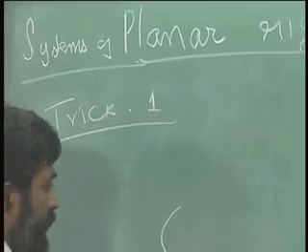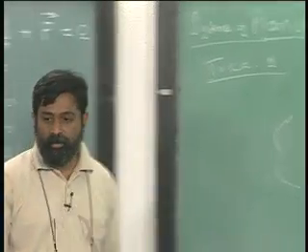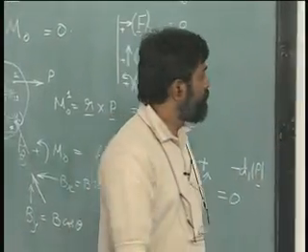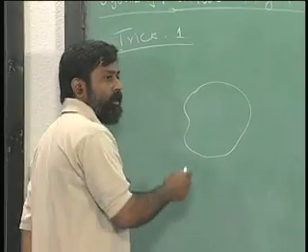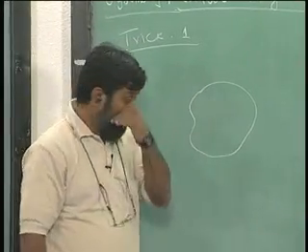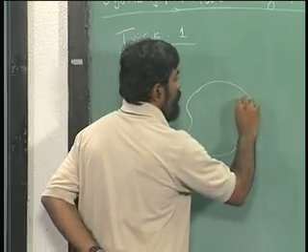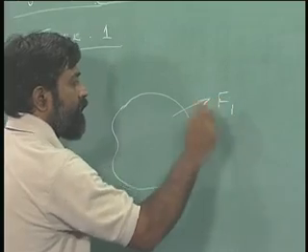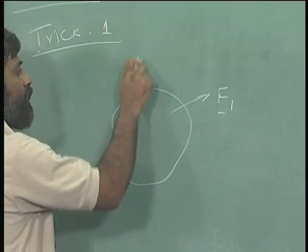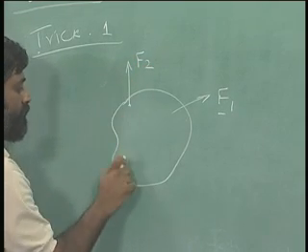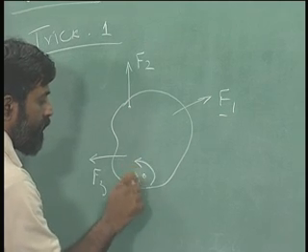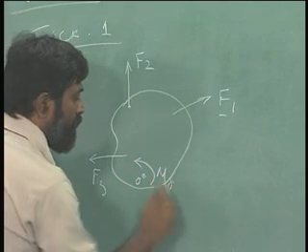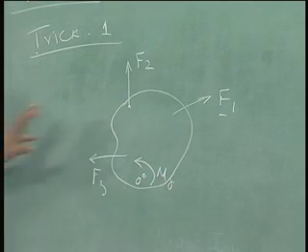Let us say I have a particular rigid body, and I have forces all around and there is a moment. Let me just draw so that it is easy. Let us say this is F1, F2, F3, there is a moment here. I have just drawn some moments that may appear on this.